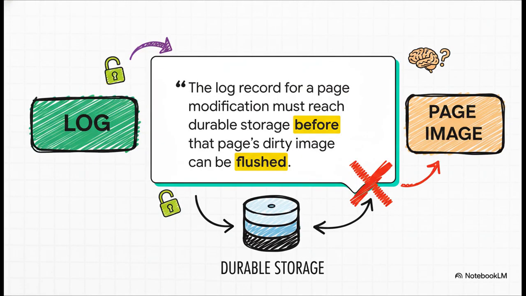But, and this is a huge but, to make sure we don't lose data if the server crashes, the BPM has to follow another golden rule. This one is called write-ahead logging, or WAL. And the rule is this: the log record describing a change must be written to durable storage before the dirty page itself is. This strict ordering, log first, then data, is the magic that allows a database to recover perfectly even after a sudden power failure.